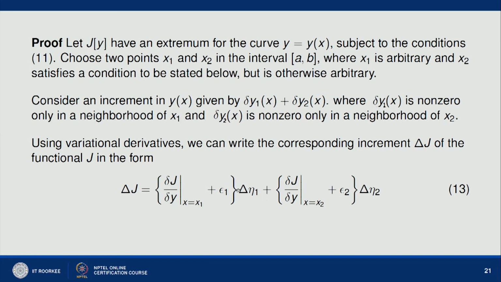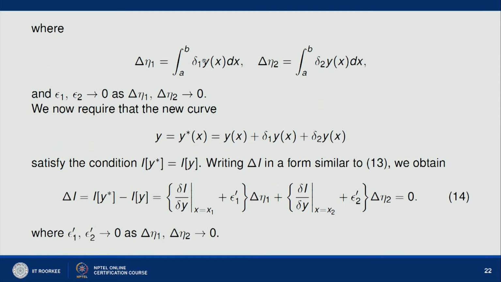Here delta eta 1 is the area of the curve delta 1 y of x between a to b, integral of delta 1 y of x dx, and delta eta 2 is the area of delta 2 y of x between a to b, dx. As delta eta 1 and delta eta 2 tend to 0, epsilon 1 and epsilon 2 will also tend to 0.